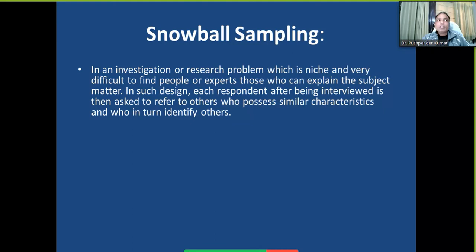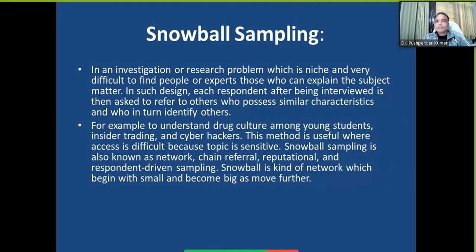So similarly, if you have different cases, different research objectives, different research problems, different purposes, and you see there is a dearth of experts in these subject matters, you need to find them on the basis of reference, and then you can investigate. For example, drug culture among young students, insider trading, or cyber hackers. These are very few people, and those who are taking drugs will not disclose it. So you need to find the right person, and he or she can refer you, okay, now you can create a chain. This method is useful where access is difficult because the topic is sensitive.